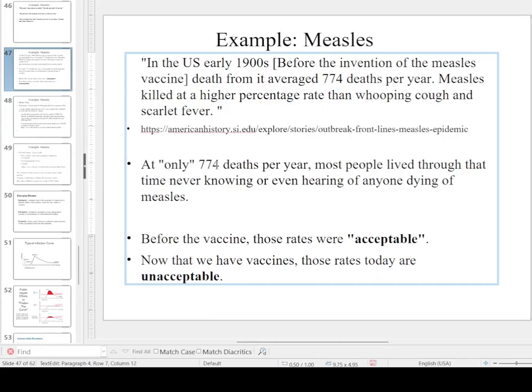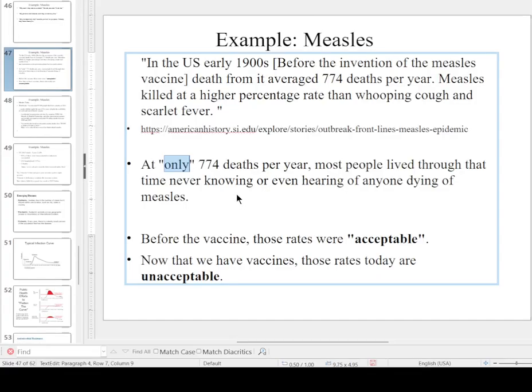So the thing is, at only this many deaths per year across the country in the 1900s, what was the population of the U.S. in the 1900s? The 1900 census was 76 million people. So not even 700 out of 76 million, move the decimal points. We're talking 0.00001 percent. I'm sorry, 0.001%. It's a tiny, tiny rate.